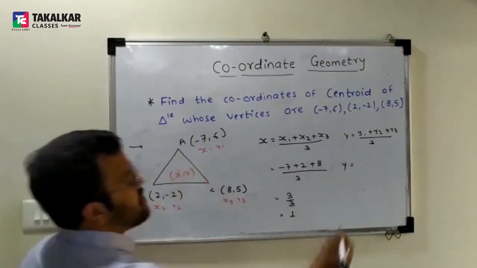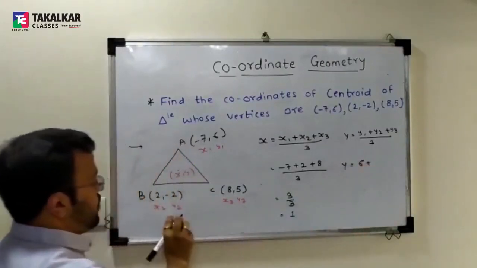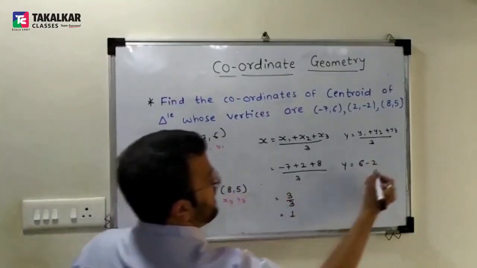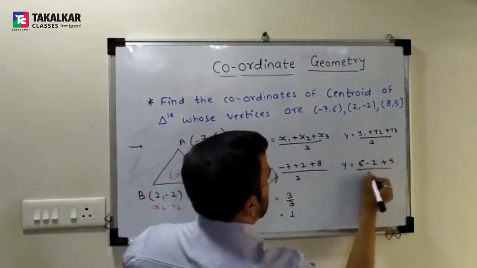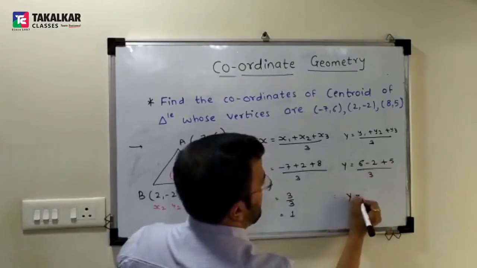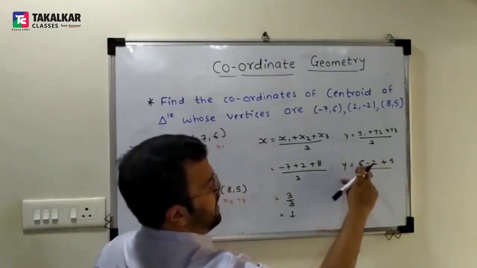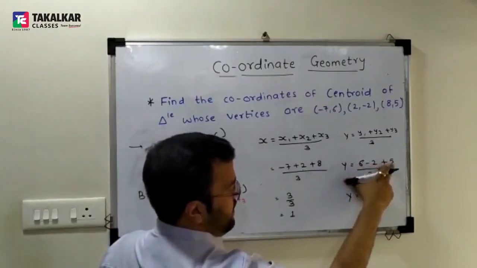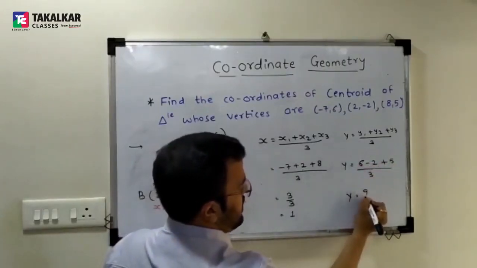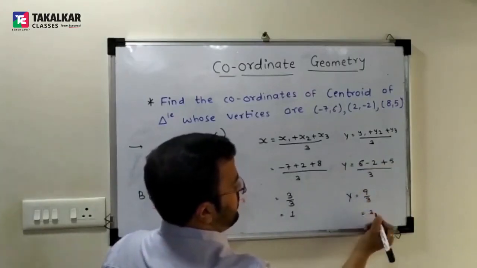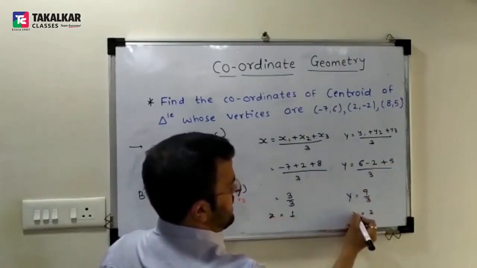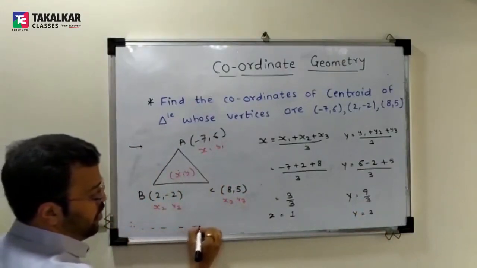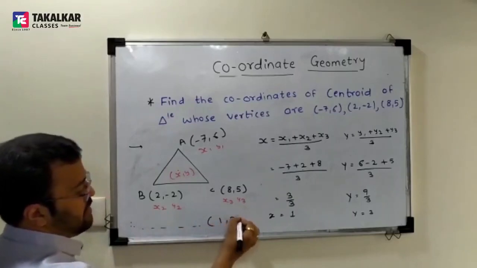What is y1? 6. What is y2? Minus 2, so you have to write it here as minus 2. And what is y3? 5, upon 3. Therefore, y is equal to, 6 minus 2 is 4, 4 plus 5 is 9, 9 upon 3. So 9 upon 3 will give you 3. So this is my x and this is my y. Therefore, what do you write? Coordinates of the centroid are (1, 3).